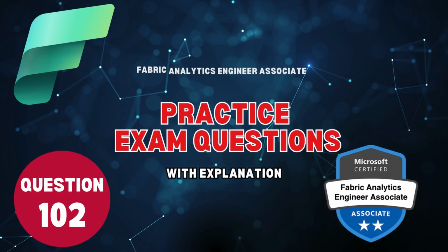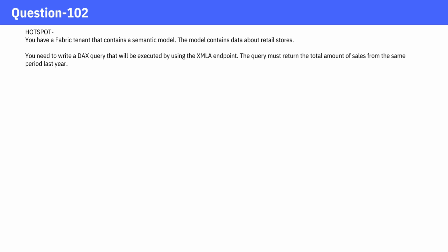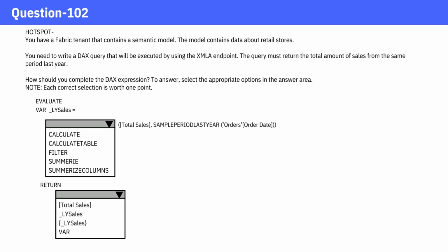Question 102. You have a fabric tenant that contains a semantic model. The model contains data about retail stores. You need to write a DAX query that will be executed by using the XMLA endpoint. The query must return the total amount of sales from the same period last year. How should you complete the DAX expression? To answer, select the appropriate options in the answer area.